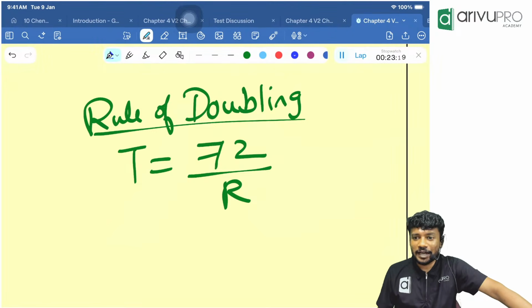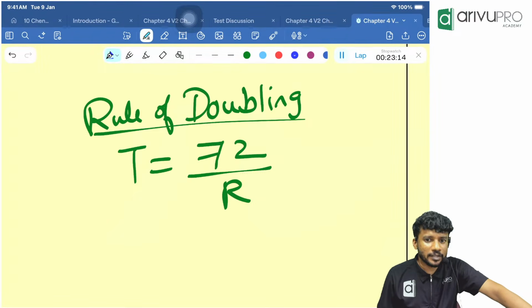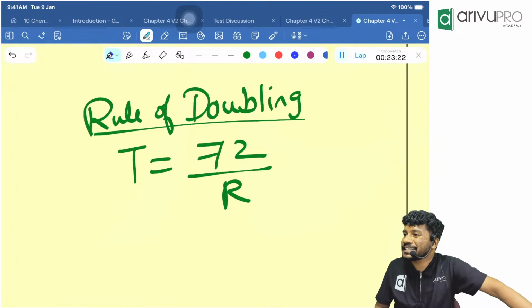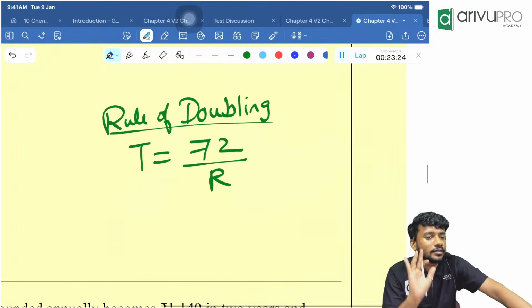72 divided by 8. Approximate answer, not exact answer. 72 divided by 8 is how much, people? That will be 9 years. In 9 years my money will become double, or whatever sum I invested will become double. I can easily find it using this equation.